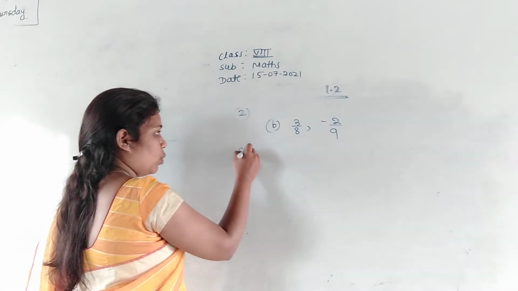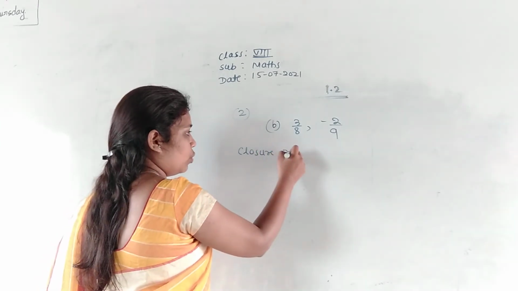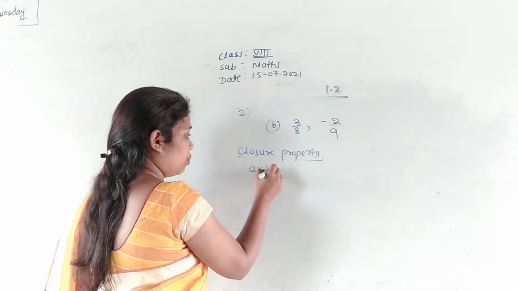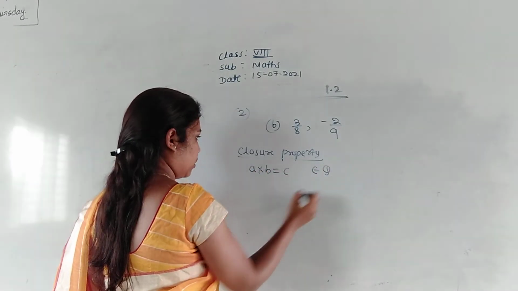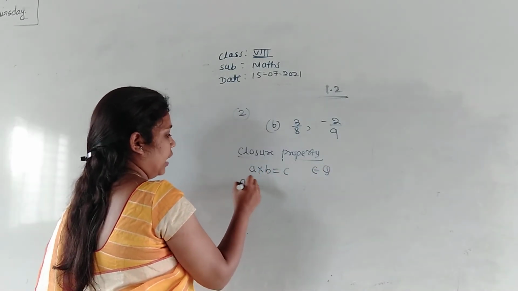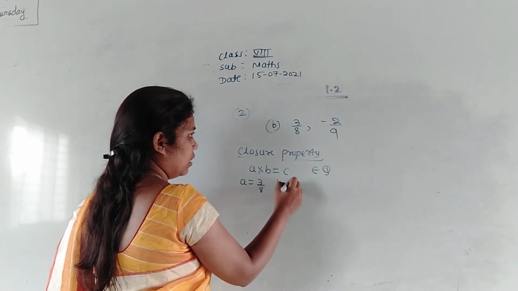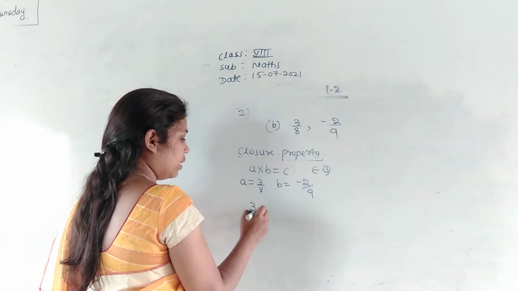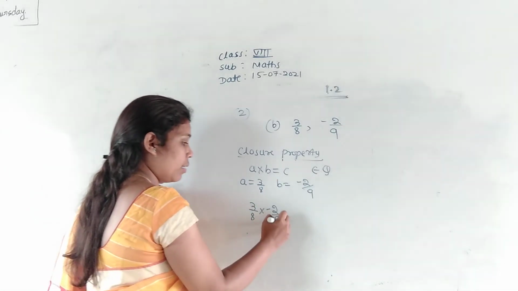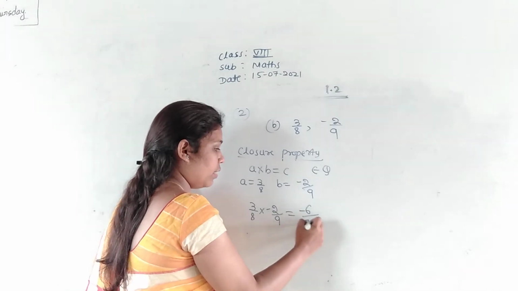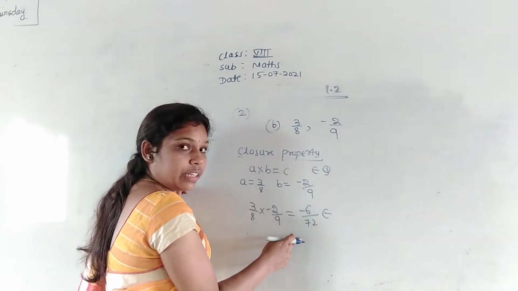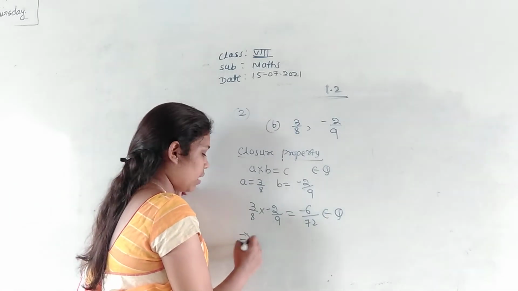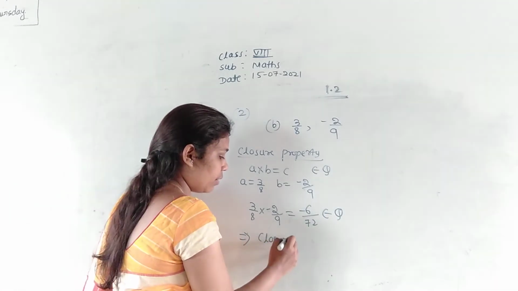So first, we have to check the closure property. Closure property, that I repeat: A into B is equal to C, which belongs to rational numbers. Here A is equal to 3 by 8 and B is equal to minus 2 by 9. Now multiply. A into B means 3 by 8 into minus 2 by 9. That will be minus 6 by 72. So minus 6 by 72 is also a rational number. So we can say that closure property satisfied.